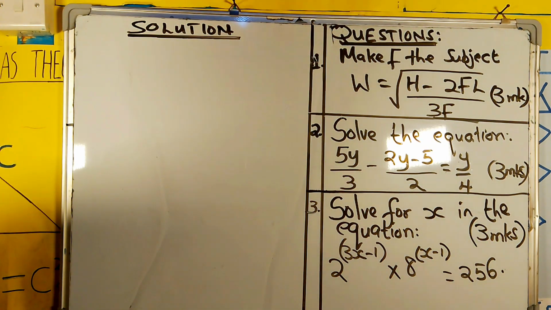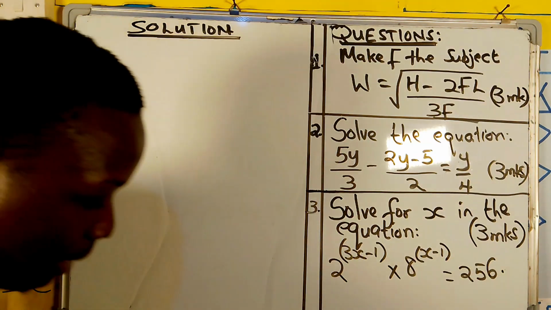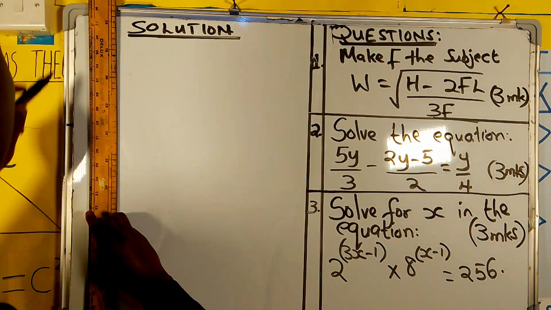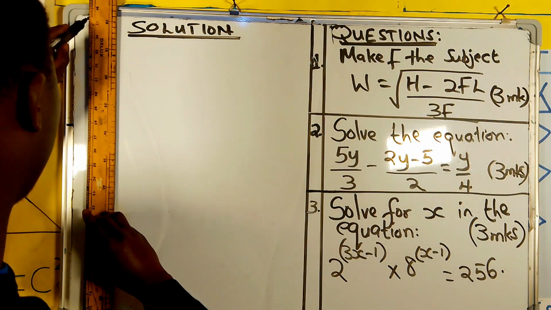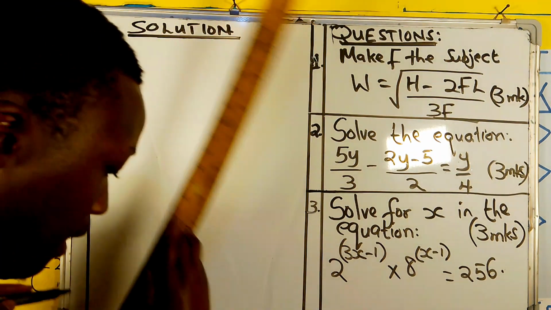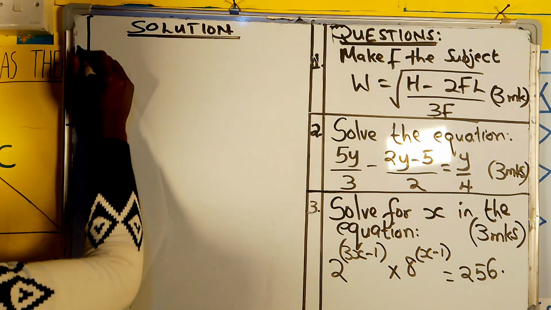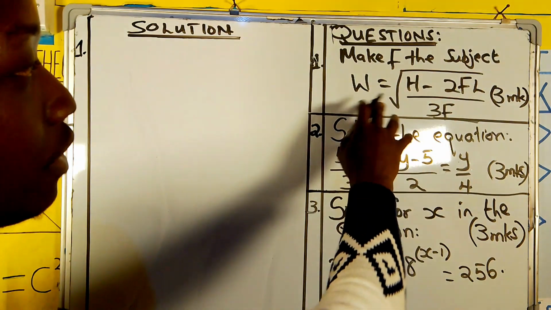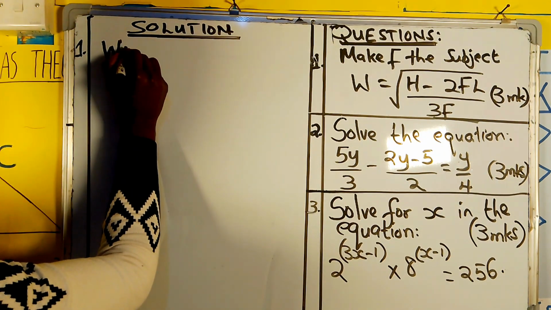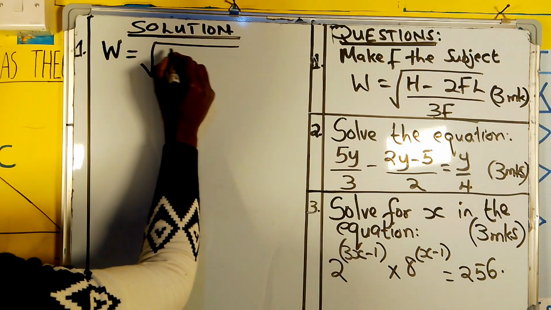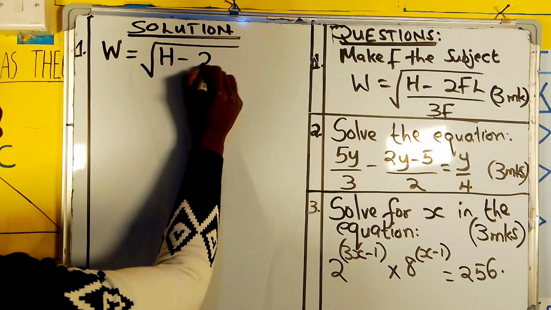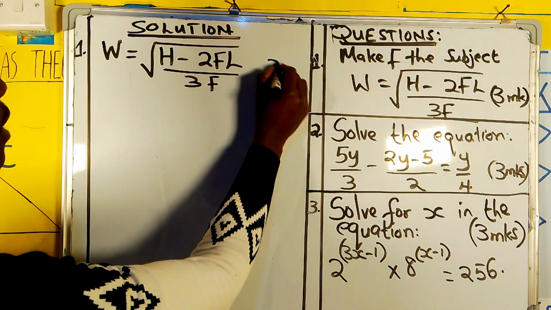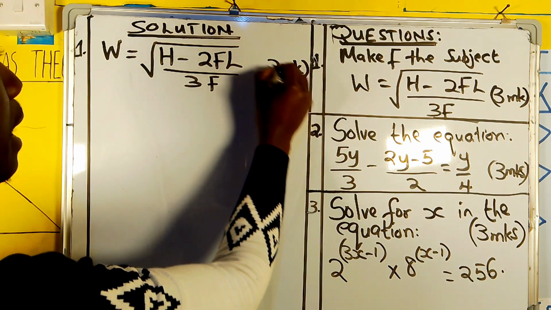Very quickly, we will start with the first question. That is question number 1. We are told to make f the subject of the formula. So let us split our board so that we can number these questions here. So the first question is, make f the subject of the formula: w is equal to the square root of (h minus 2fl) over 3f. This question should give us 3 marks.